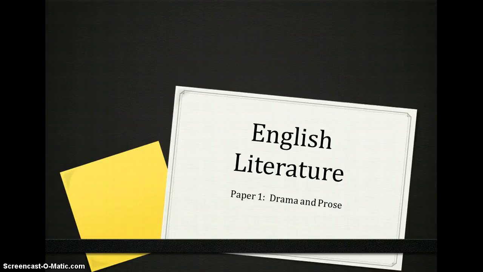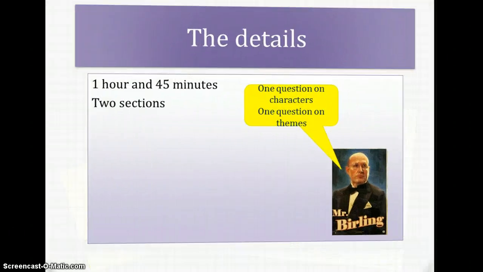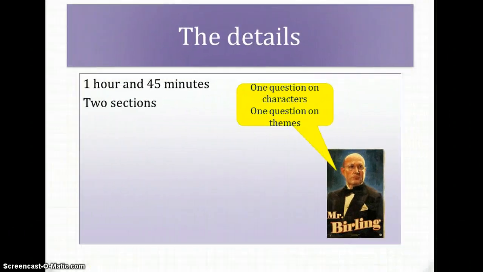All right, Year 11, we have 24 hours until your English Literature Paper 1 on drama and prose. Here are a few last-minute tips for your revision. Just a quick reminder of the details of the paper. It's 1 hour and 45 minutes. After today's language paper, that'll seem really short.